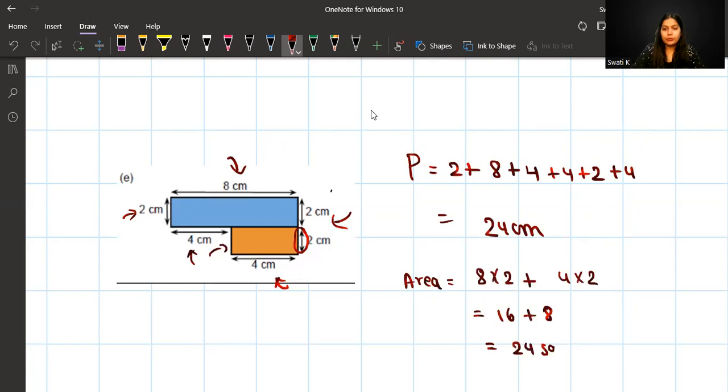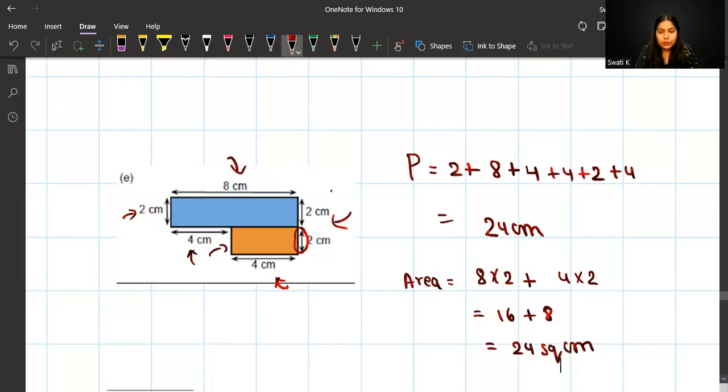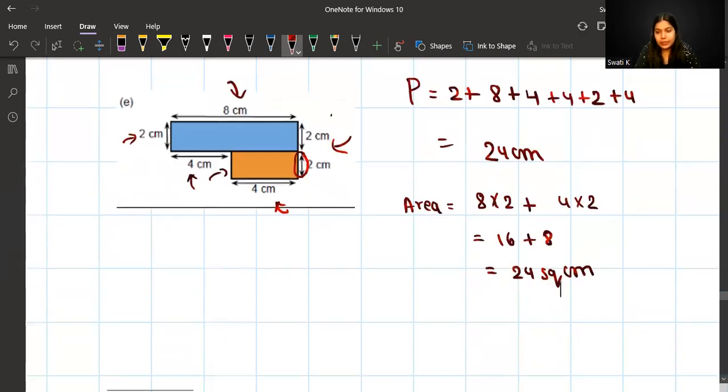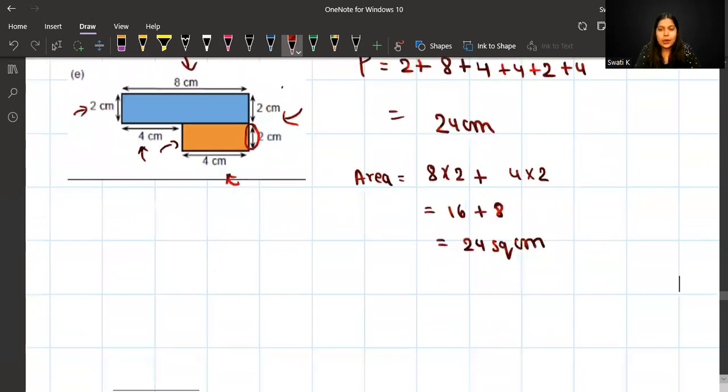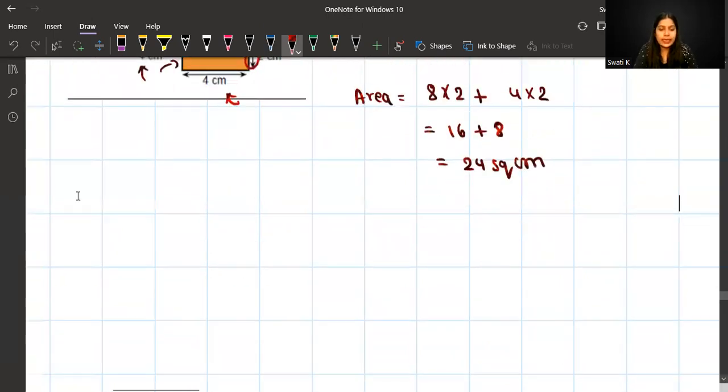24. Oh, so this is very rare. We have got the perimeter same. We have got the area same. Normally, I do not get the area and perimeter same. But okay, that's a coincidence. Now we can go to the next question.